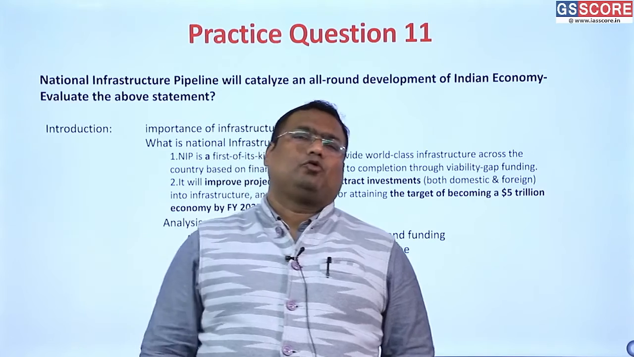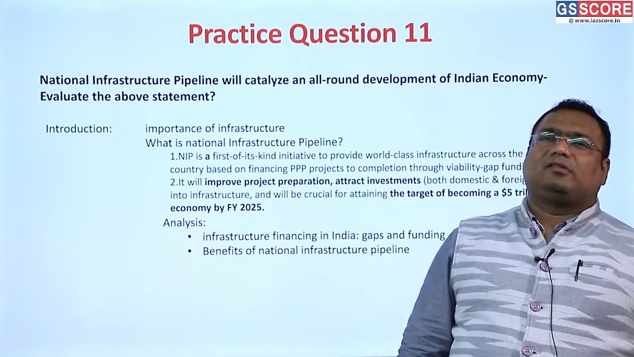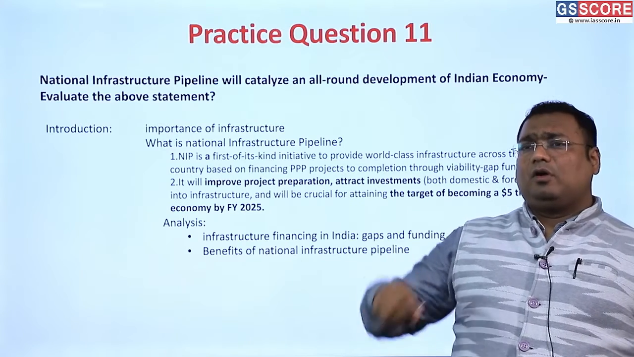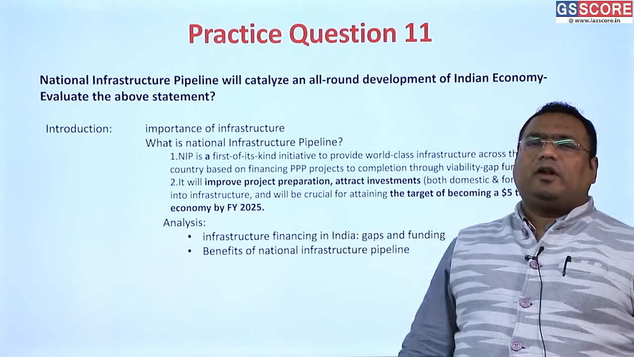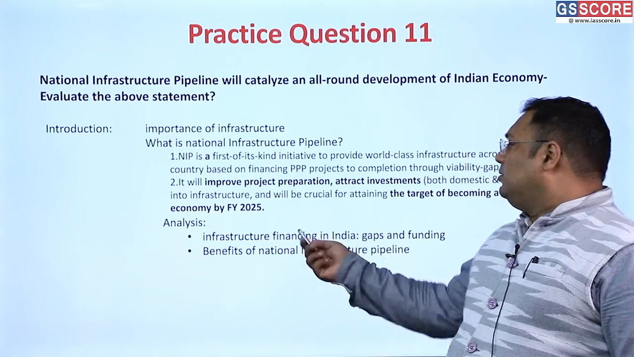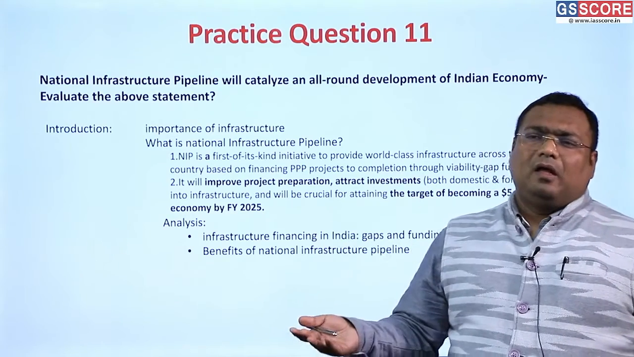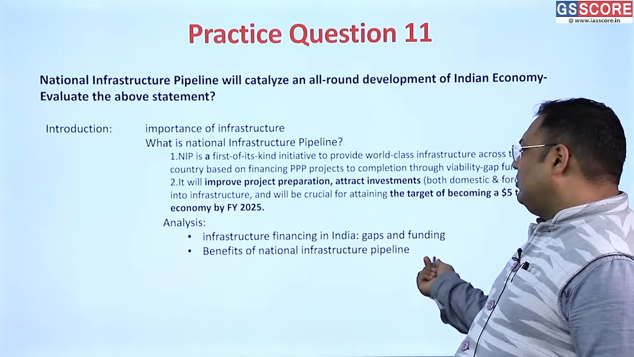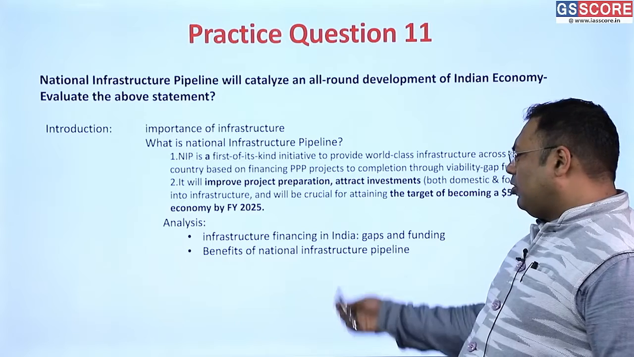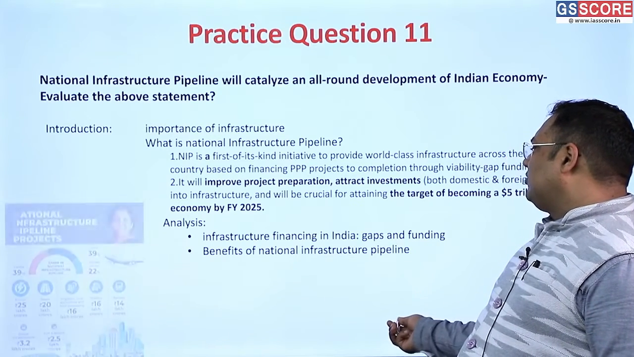That will give a push to our economy. Then only can we really look at ourselves as a $5 trillion economy, or an economy ready for the $10 trillion target, but not right now. So infrastructure financing in India has a lot of gap, and the private sector has to cover a lot of ground. You discuss that in detail, and then you talk about the benefits of the national infrastructure pipeline.